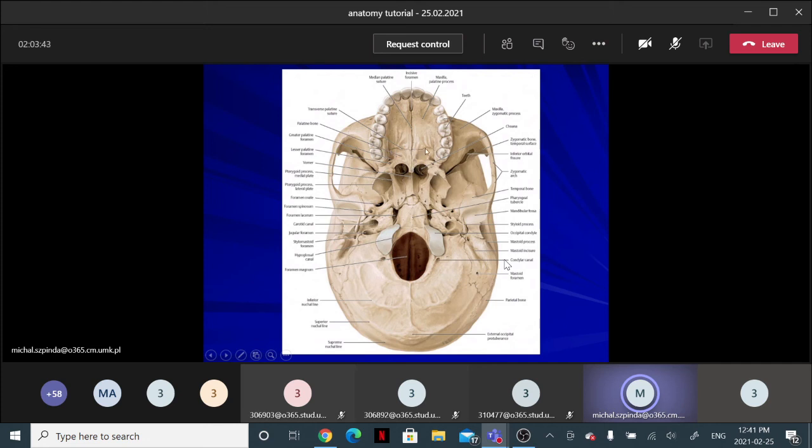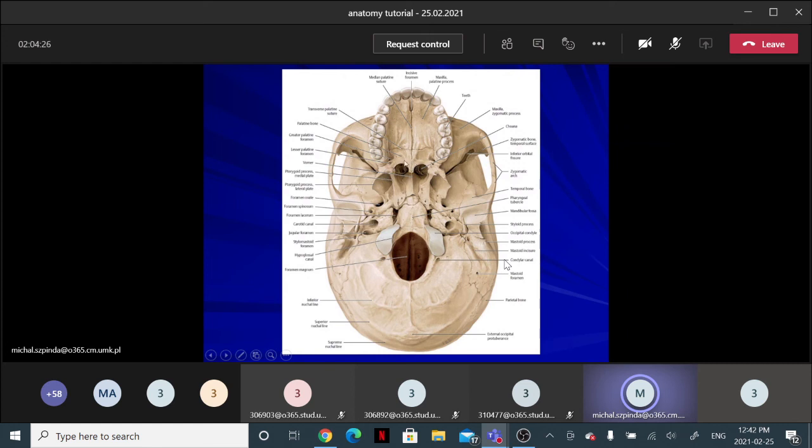And the transverse palatine suture is between the two palatine processes of the maxilla and two horizontal plates of the palatine bone. Posteriorly, the hard palate is expanded to form the posterior nasal spine, and the posterior border of the hard palate is just concave.